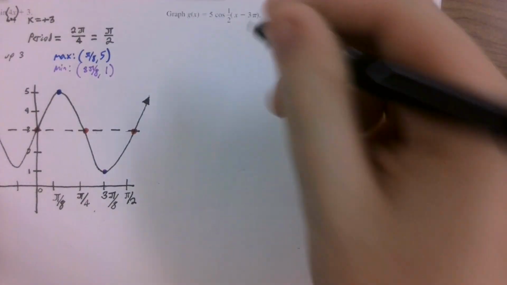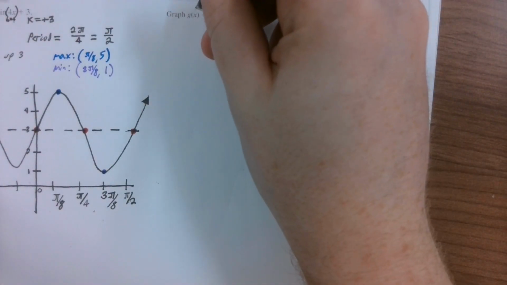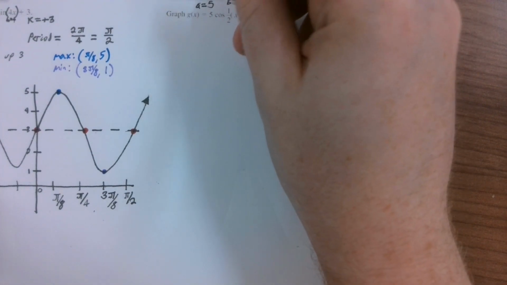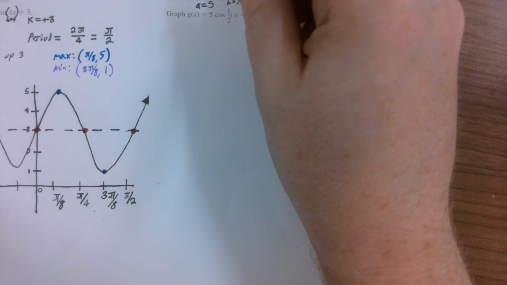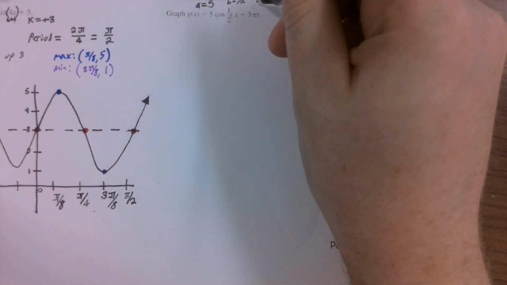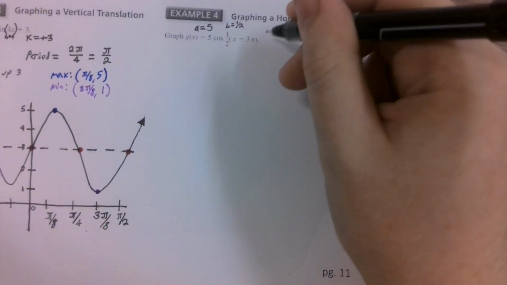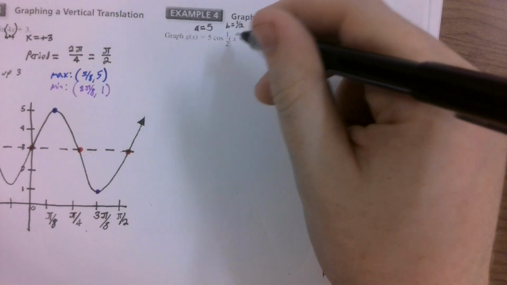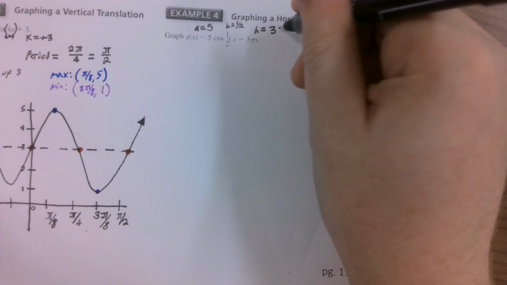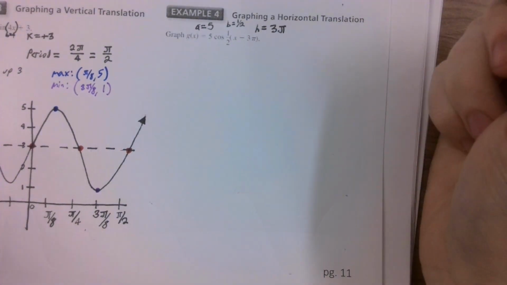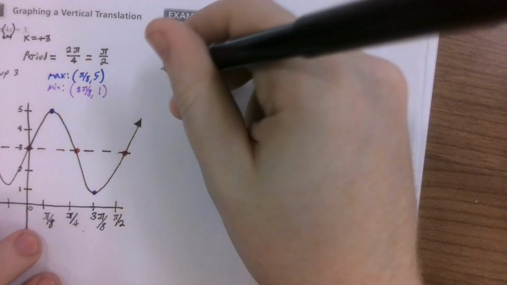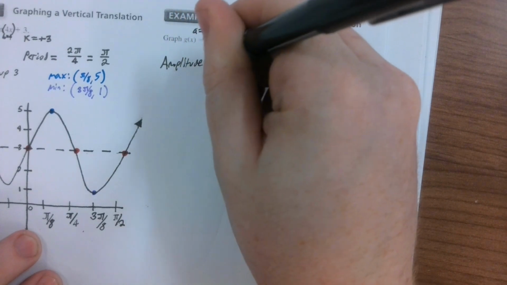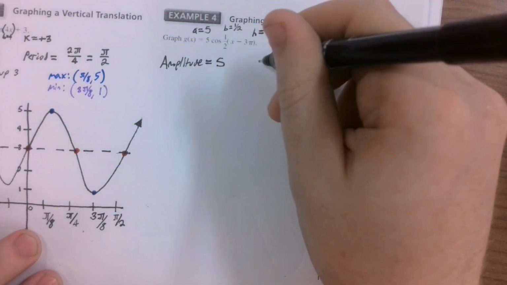So, as always, we should find our A, B, H, and K. Our A here is 5. Our B here is 1/2. This time we don't have a K at the end. What we do have is an H value. Since it's x minus h, our h is 3 pi. Interesting. Well, our amplitude is the easy part. Since our A value is 5, our amplitude is 5.